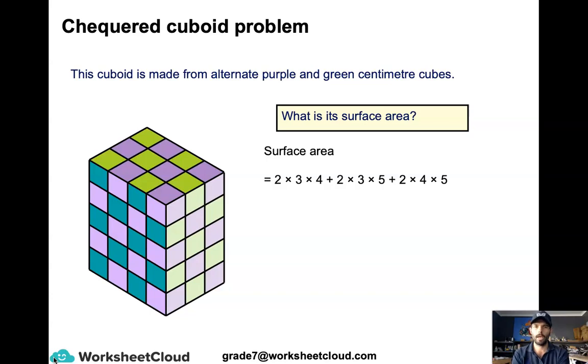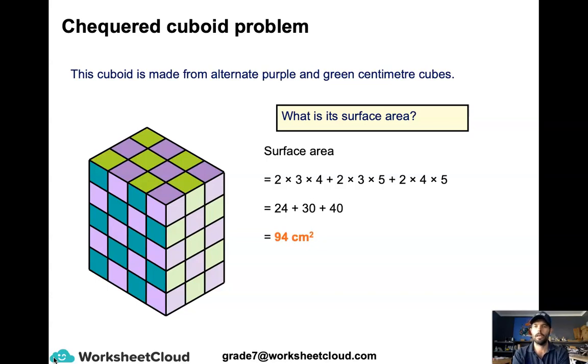We need to add to that 2 faces, which are going to be 3 times 5. So if you look at the front and back, it's 3 cubes wide and 5 cubes long. So there are 2 faces like that. And then the left and the right face are going to be 2 times 4 times 5. And you can see that's 4 cubes wide and 5 cubes long. And there are 2 of them. So that's why it's multiplied by 2. We then work out those values. 2 times 3 times 4 is 24. 2 times 3 times 5 is 30. 2 times 4 times 5 is 40.